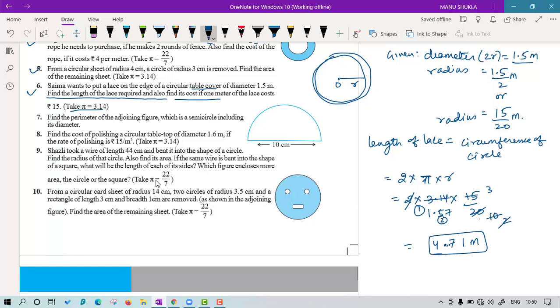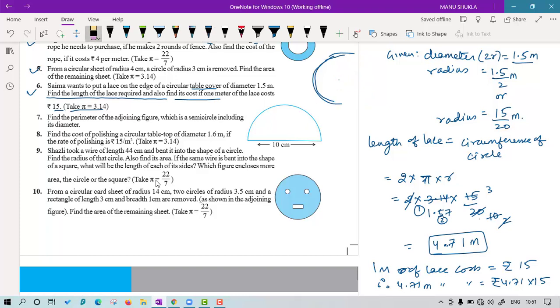Now they are asking the cost. The cost of the lace, 1 meter, is rupees 15. So 1 meter of lace costs rupees 15. Therefore 4.71 meters of lace will be how much? 4.71 into 15 rupees. Just multiply these two and you will get the answer. Okay, in case of any problem you can ask me. Now read the next question.